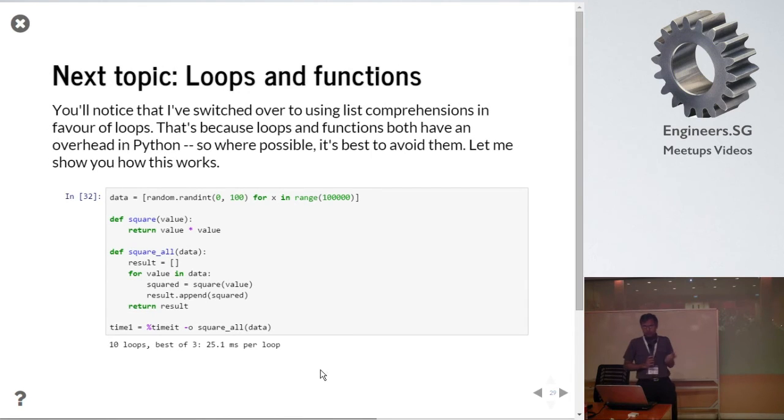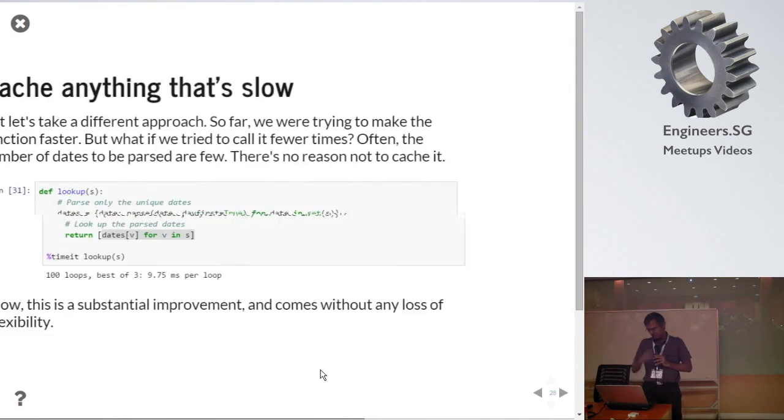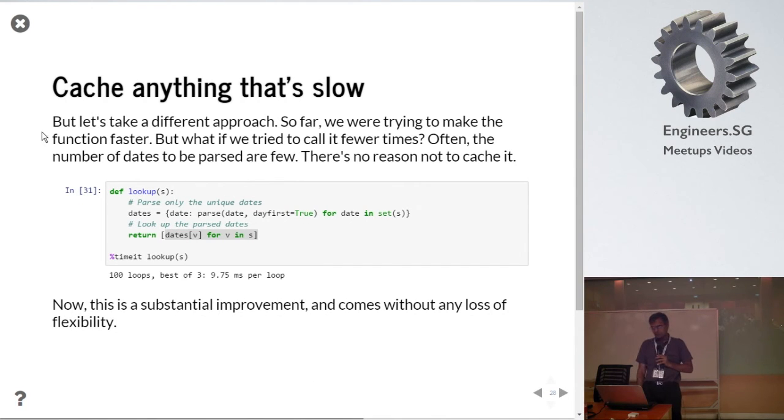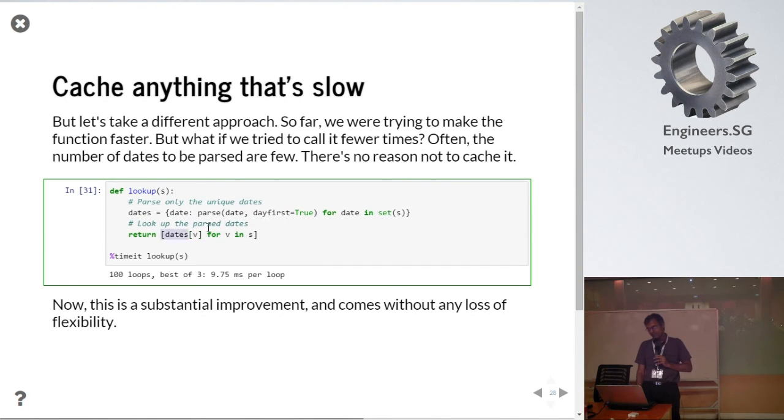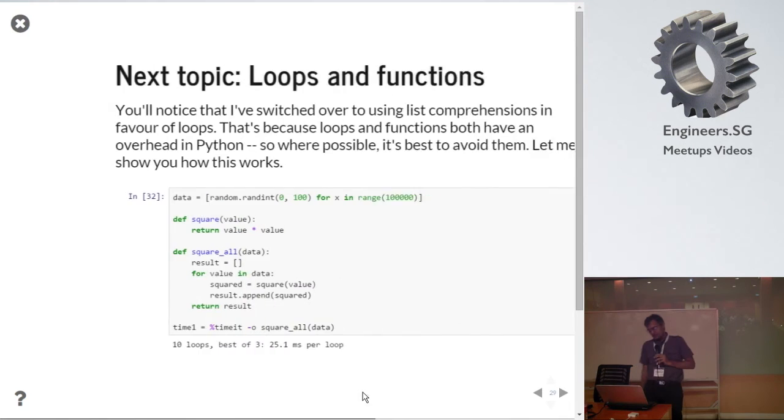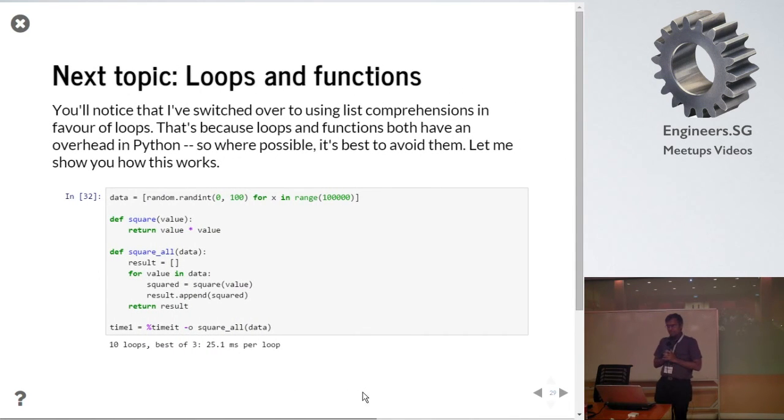Now, what about loops? One thing you may have noticed is that as the code progressed, we've switched from using functions to things like list comprehensions and so on. The thing is, functions and loops are slow in Python. If you find an opportunity to avoid them, do avoid them.